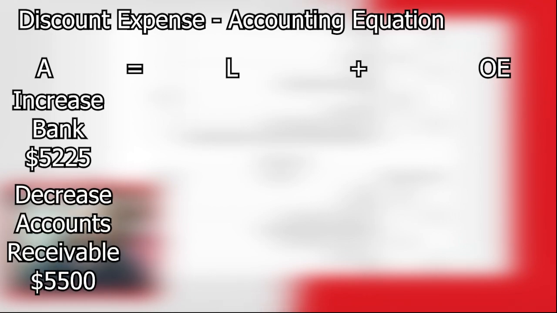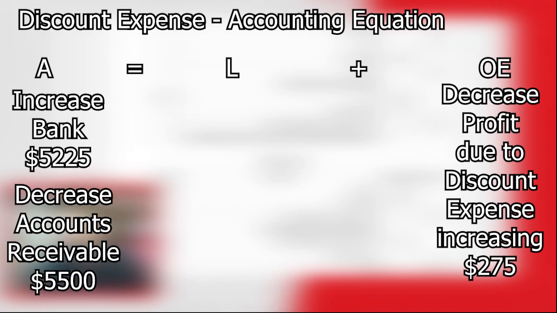That's a net decrease in your assets of $275, which is represented in the owner's equity section as an expense. So owner's equity goes down because profit goes down due to the expense. And that's where discount expense comes in. And we can see here both sides, assets and liabilities plus owner's equity, both go down by $275.